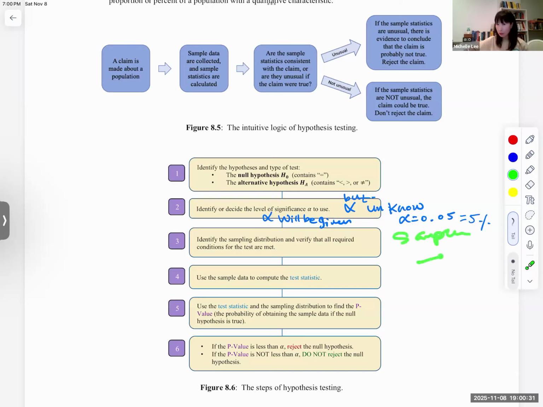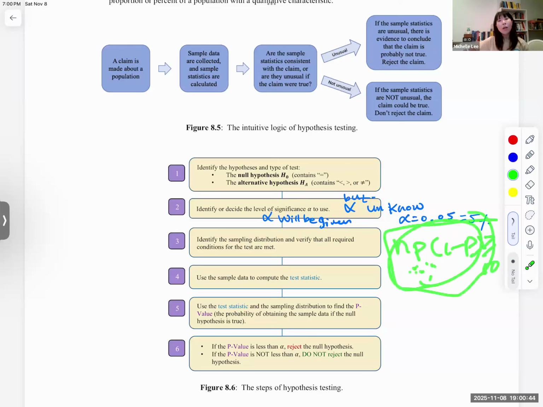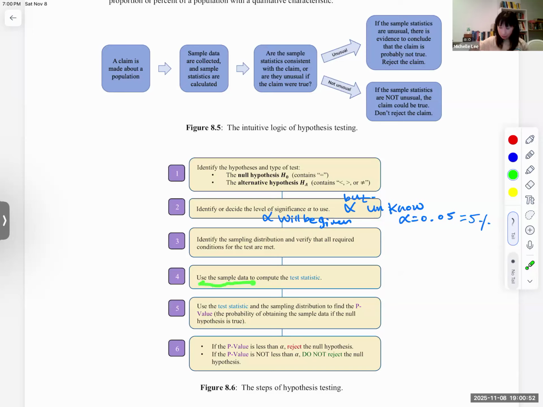Sample size must be big enough. So how much? N times p times 1 minus p must be greater than or equal to 10. Then we can say that this is a normal distribution. Why do we need this one? In order to use StatCrunch normal distribution. Yeah. Okay.